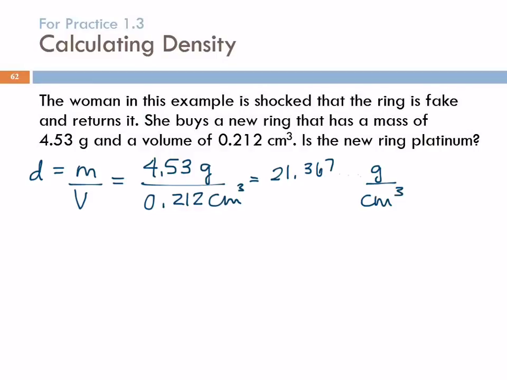Is the new one platinum? Yes. The density of platinum is 21 point something. That's really, really close. Density is an intrinsic property. It can be used to identify things. Any questions?